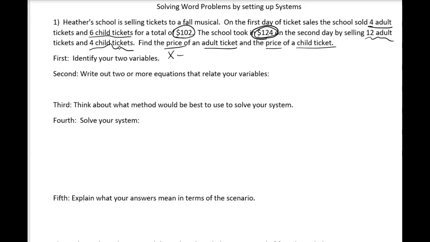So we're going to say X is the price of, maybe it would be easier if we said A and C. Say C is the price of a child ticket. A is the price of an adult ticket.